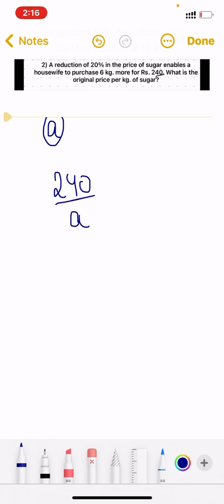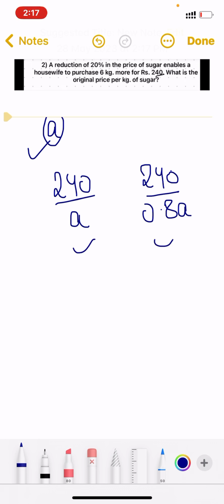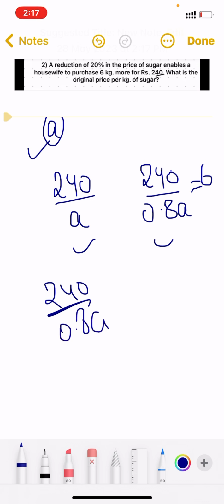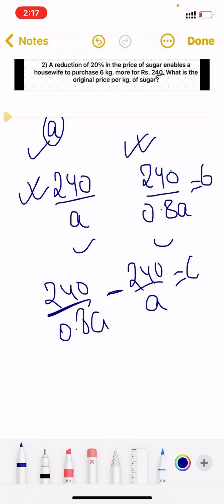Now the price is reduced. Before it was 240 by A, now it has become 0.8 times 240 by A. Because of this price difference, she is able to buy 6 kg more. So basically it will be 240 upon 0.8 minus 240 upon A equals 6, because when the price is reduced she will be able to buy 6 kg more.